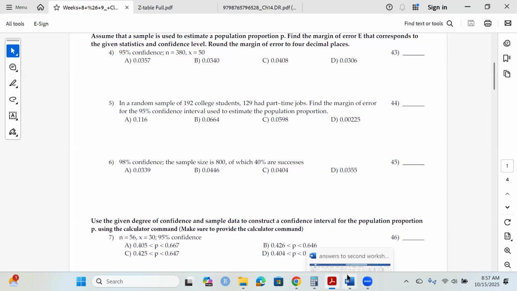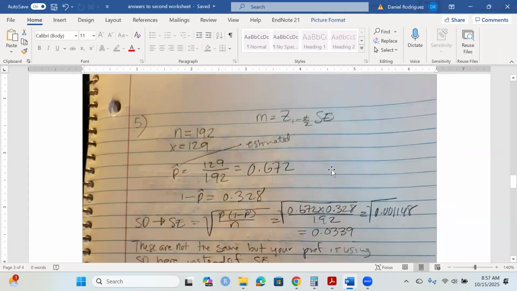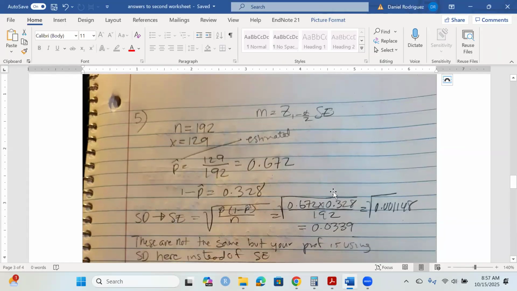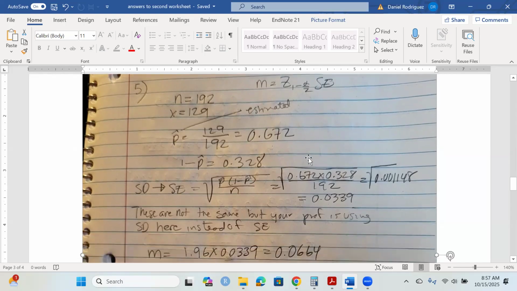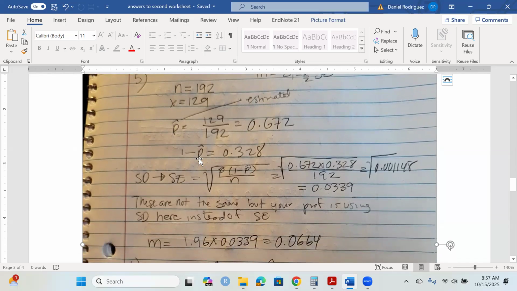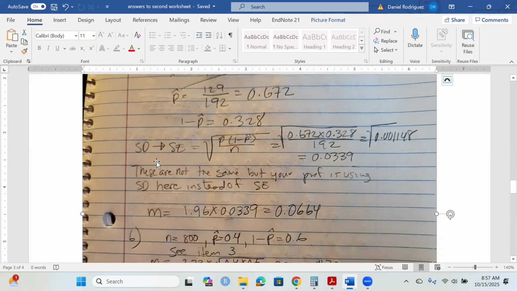All right, let's go ahead and do that one. So now that we know what we need, I don't need to worry about anything else anymore. So here's my margin of error equation. n is 192, n is the sample size. x is equal to 129, so that's the number of successes, or people having part-time jobs in this case. 129 divided by 192 is 0.672. The complement of that is 1 minus 0.672, or 0.328.